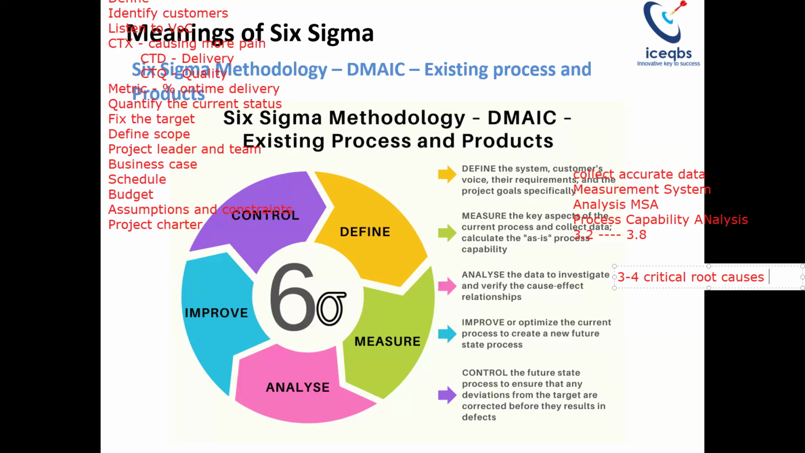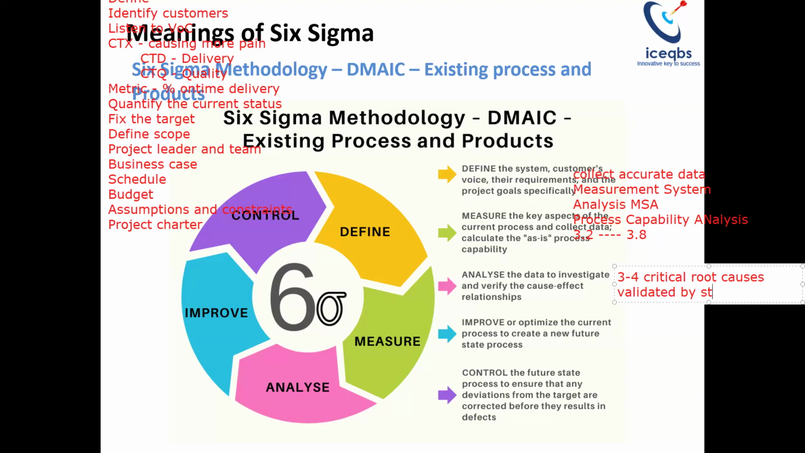Even though for a problem you may start by identifying some 50 to 60 potential root causes, out of it, finally, you will find that only 3 or 4 root causes are very critical, and they are contributing to 80 to 90% of the total problem in the process. So at the end of the analysis phase, you identify 3 or 4 critical root causes validated by statistical tools.